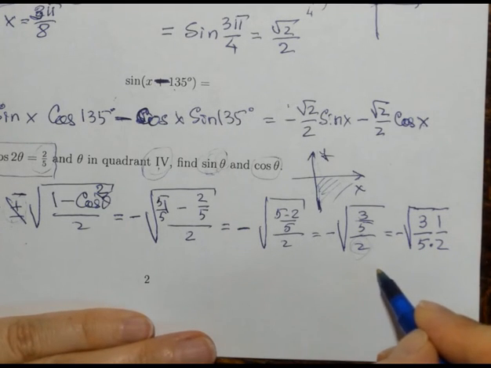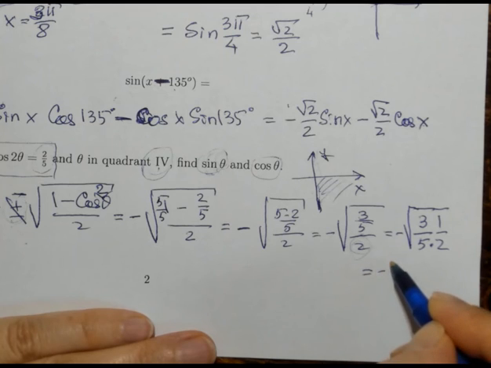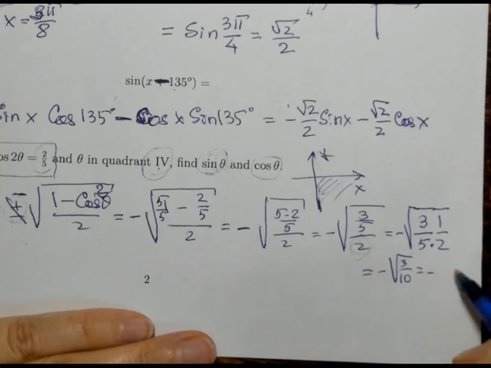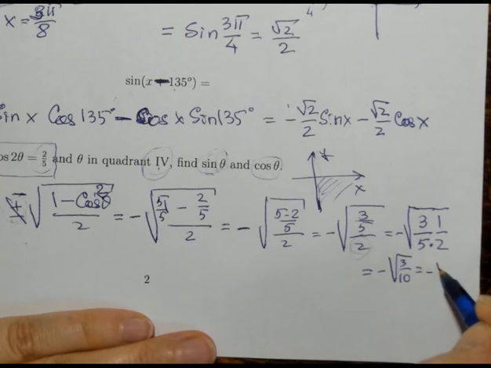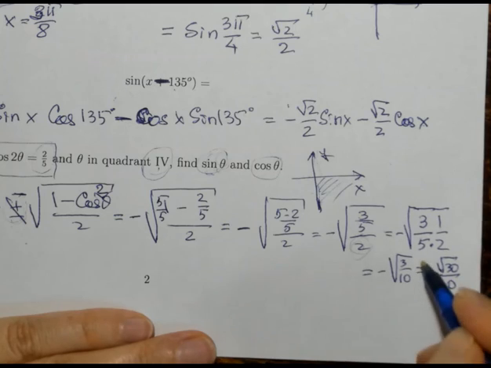And maybe we want to rationalize this denominator. Negative square root of 3 over 10. Negative square root of 30 over 10.